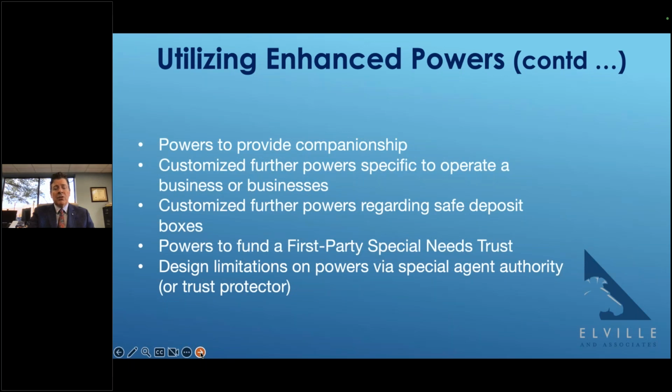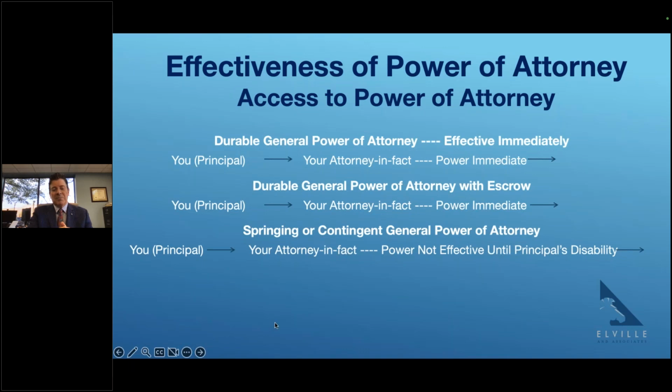Financial powers of attorney are going to vary in power depending on what your goals are. You should not just sign a generic set of powers of attorney without understanding the powers that you're giving to your agent. We also want to be aware of when the power starts. When do we want to give our agent the power? Is it effective immediately? Is it effective only upon my disability?